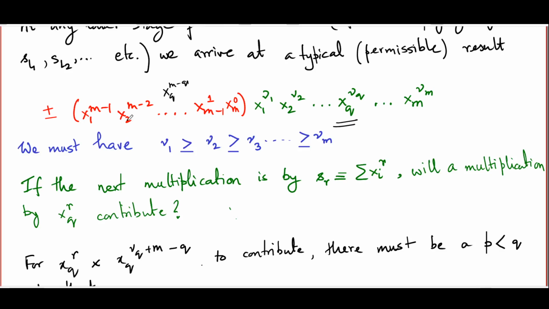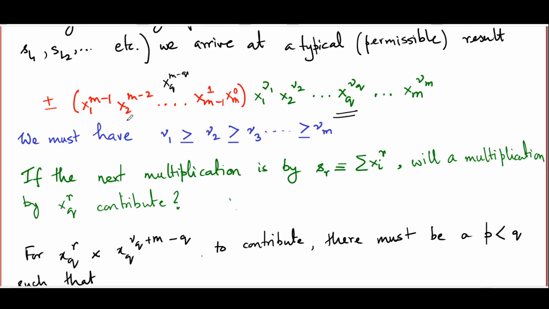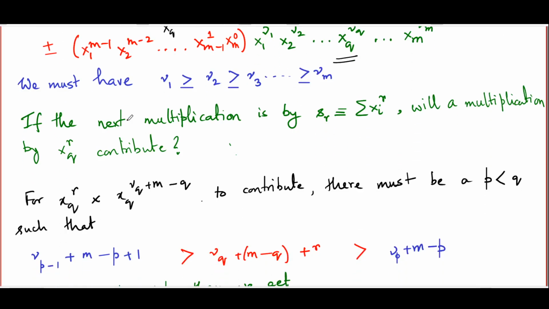In this case, of course, because we have strictly decreasing order for powers, we only have to look for powers of x_p for the values of p which are less than q. And there you must have this condition. There must be a p such that our new power, ν_q plus m minus q plus r, exceeds ν_p plus m minus p, the power which is already there on x_p, and does not come all the way up to the power that is there in the next term, that is the previous term.